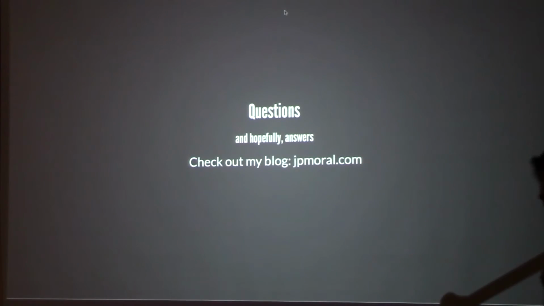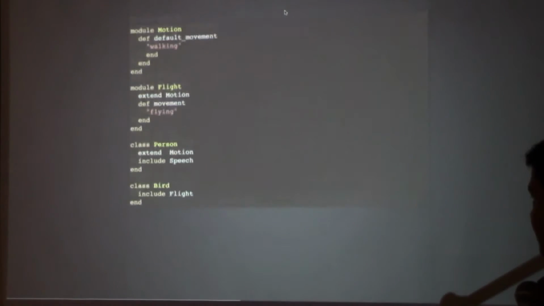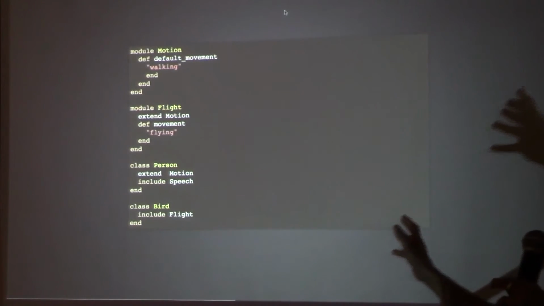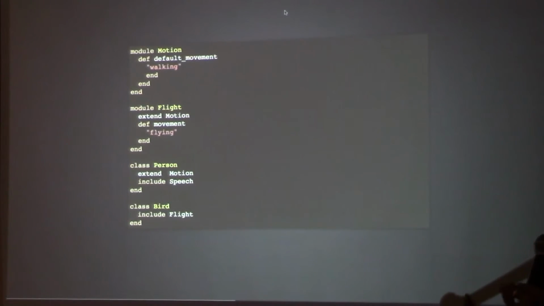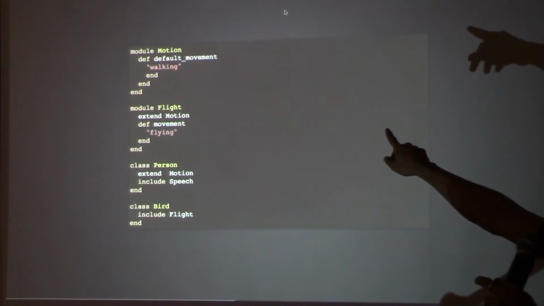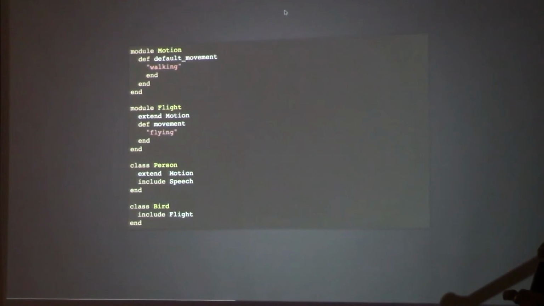Yes, when you do extend, so Person extends Motion, it's the Person class object, remember classes are also objects, that gains the default_movement method. So you would do person.new.class.default_movement, if you want it to be roundabout, yes.